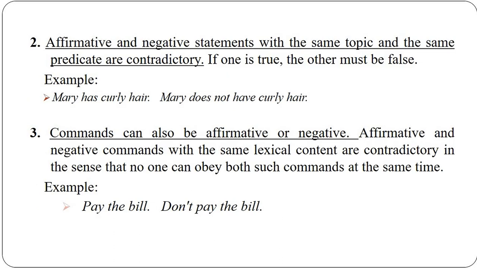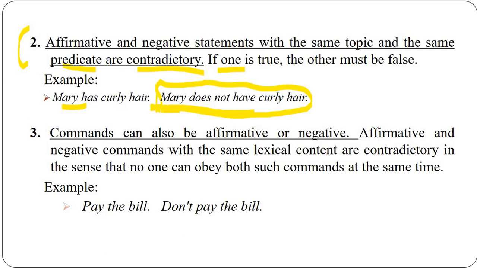So let's look at the following part of important notes, number 2. Affirmative and negative statements with the same topic and same predicate are contradictory. If one is true, the other must be false. Like Mary has curly hair, we can certainly presuppose that Mary doesn't have... we cannot say that actually Mary doesn't have curly hair. So the opposite, the negative form of the sentence, should be accepted to be false if the first one is true, or vice versa.